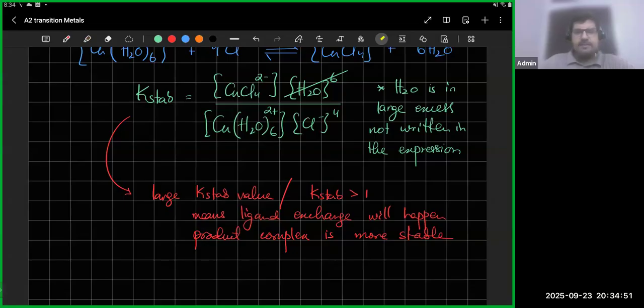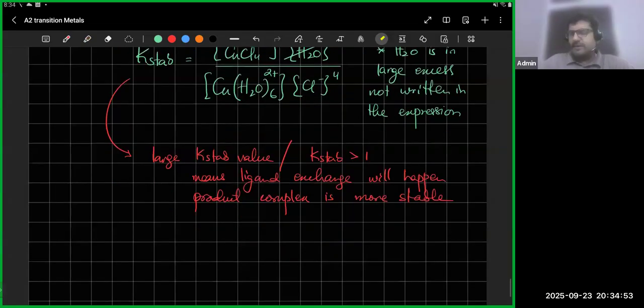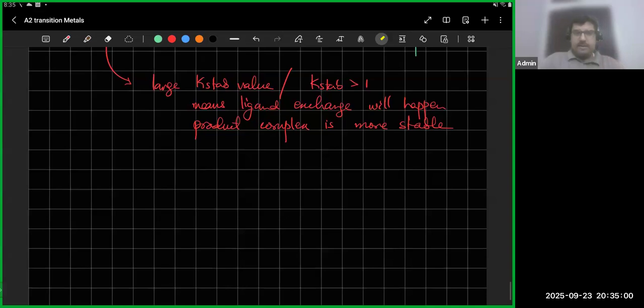Okay, so that's all about K stab. You won't get a very difficult question on this. Is this clear? K stab clear to everyone? Hala, Rumesa, Isaac, is this clear? K stab.